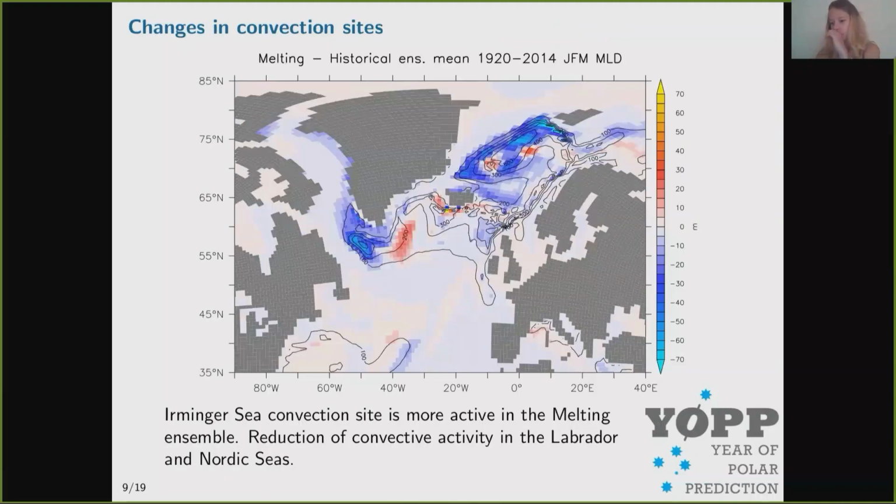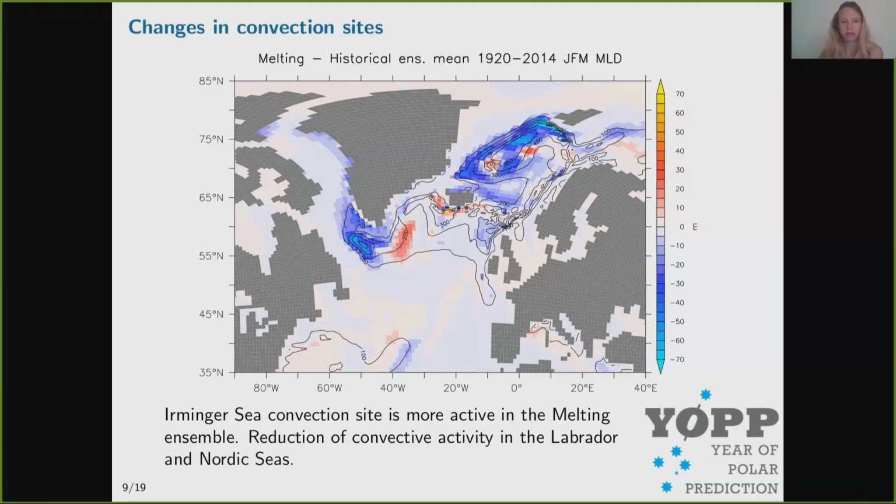So if we have a look at the convection sites, we can see that the Meridional convection site is more active in the melting ensemble, and we observe a reduction of the convective activity in the Labrador and the Nordic Sea. Again, we are comparing here the two ensembles, the melting and the historical one, and this is January, February, March mixed layer depth averaged over the period of the experiment.